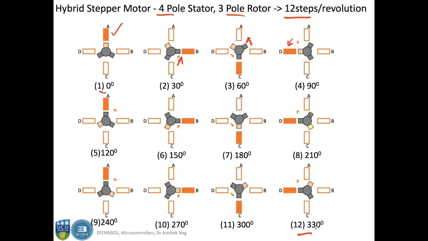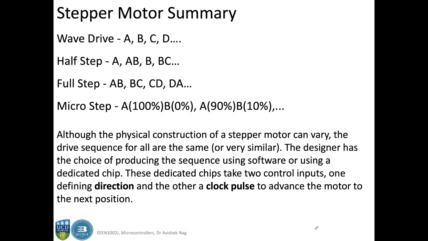Okay, so let's do a summary then. So you can have half step or full step, or you can also have micro steps like this. And although the physical construction of a stepper motor can vary, the drive sequence for all are the same or very similar. So the designer has the choice of producing the sequence using software or using a dedicated chip. Okay, so these dedicated chips take 2 control inputs, one defining direction and the other a clock pulse, to advance the motor to the next position.